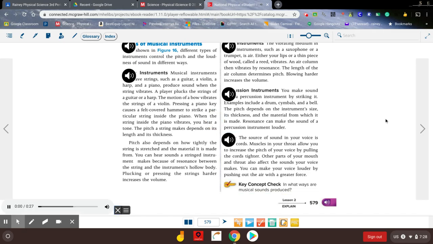Voice. The source of sound in your voice is vocal cords. Muscles in your throat allow you to increase the pitch of your voice by pulling the cords tighter. Other parts of your mouth and throat also affect the sounds your voice makes. You can make your voice louder by pushing out the air with a greater force. Key concept check. In what ways are musical sounds produced?